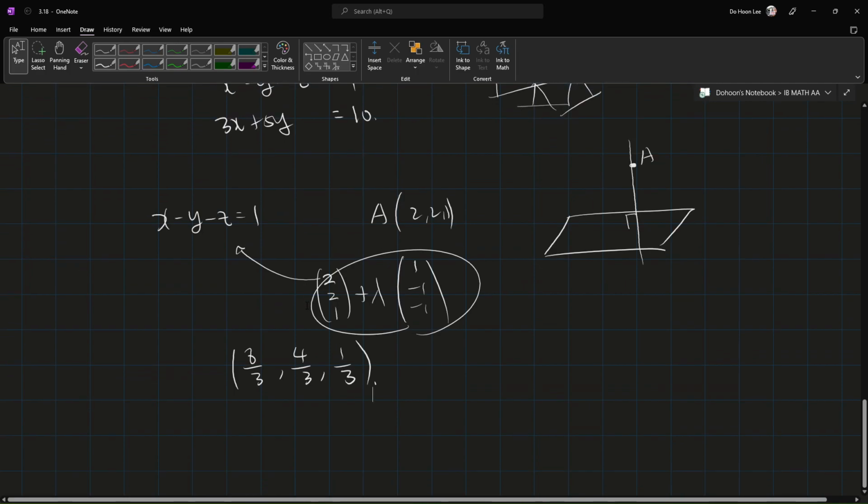From this, we can find the distance between the two points using the formula. And it turns out that the distance is 1.15.